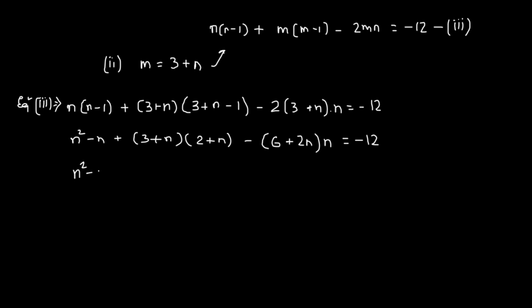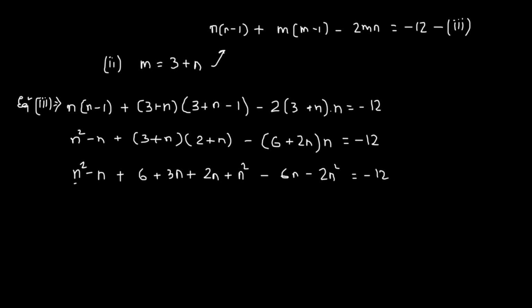And n squared minus n plus, we distribute 3 plus n to it, 2 plus n. So that should give us 3 times 2 is 6, plus 3 times n is 3n, plus n times 2 is 2n, plus n times n is n squared, minus 6n minus 2n squared, which is equal to negative 12.